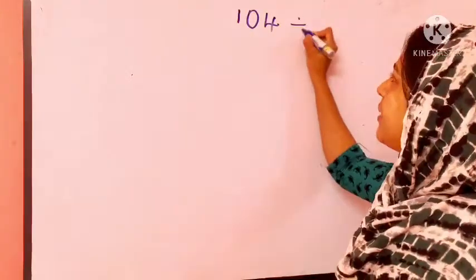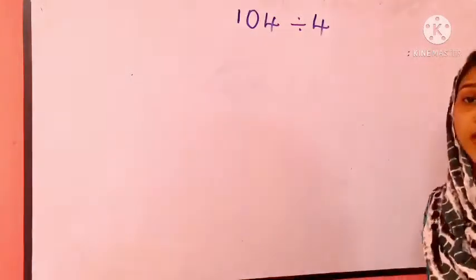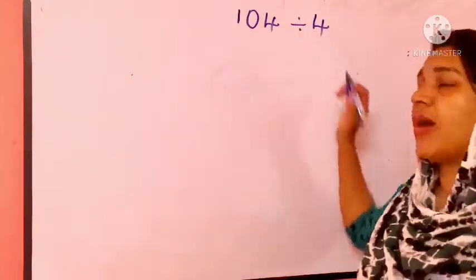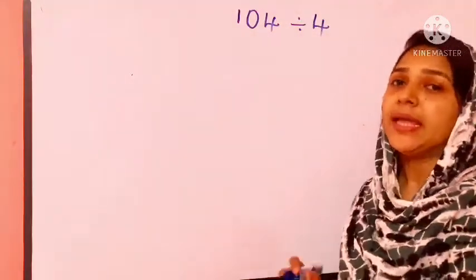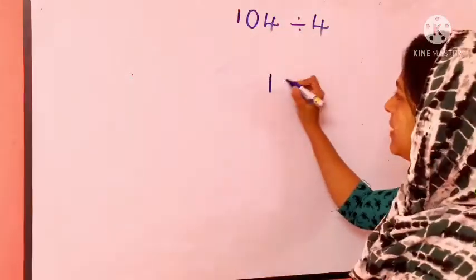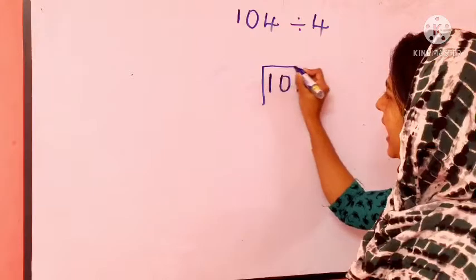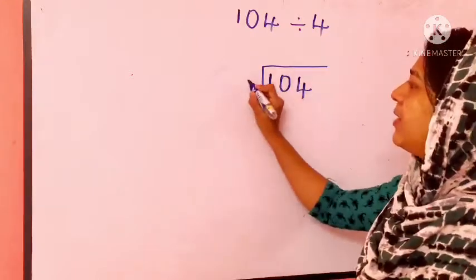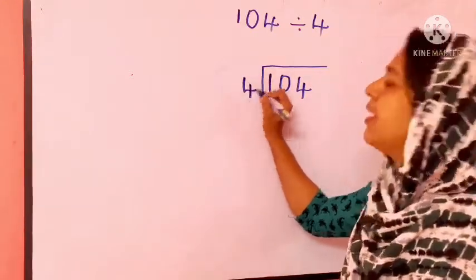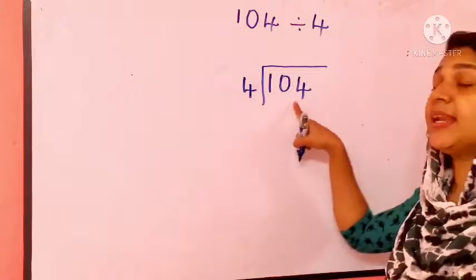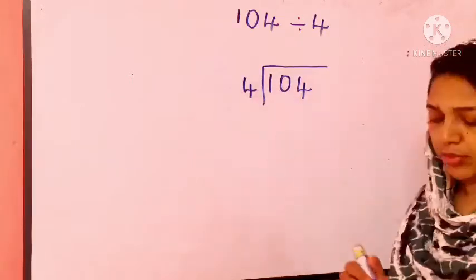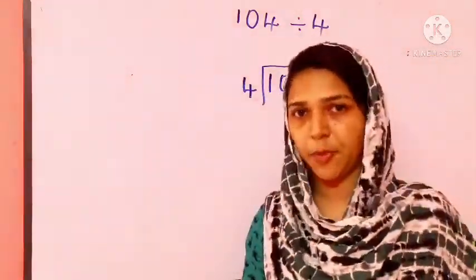104 divided by 4. This is the second problem. Okay. So let's write the problem in this format. 104, draw a small box, and 4, that is the divisor, outside. So the dividend inside and the divisor outside. Now let's start doing the problem.